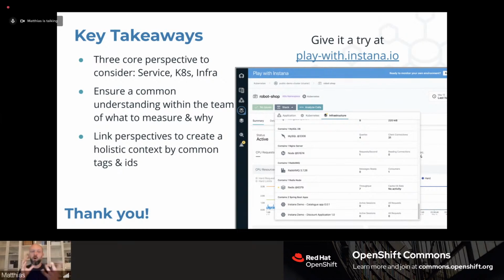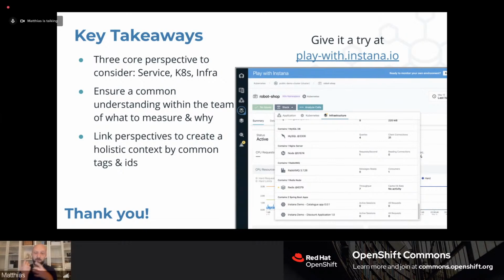Please also consider them all independent and make the best use of them when you're looking at them independently, because there's always someone coming from that particular background, and if you overload them with information from different perspectives, they might be overwhelmed. These different perspectives, share them. Make them shareable within the team to ensure a common understanding of what to measure and why you measure them. Why is this particular saturation metric for your workload the most important one?